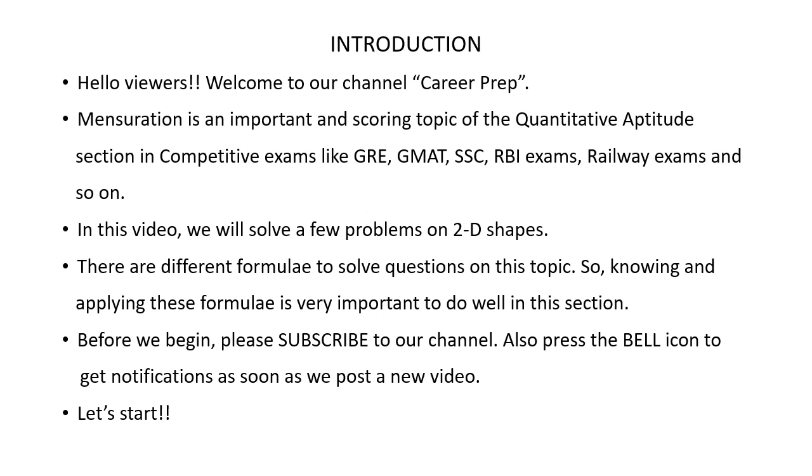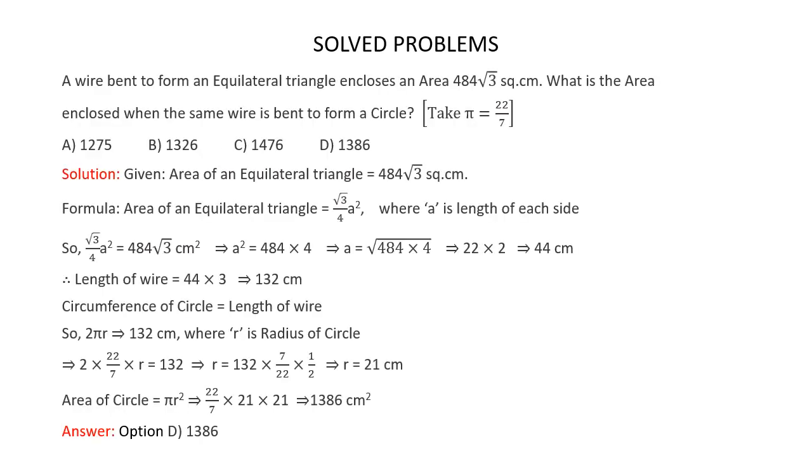So let's start. A wire bent to form an equilateral triangle encloses an area of 484 root 3 square centimeters. What is the area enclosed when the same wire is bent to form a circle? Take pi is equal to 22 by 7. Here you are given 4 options and you have to find out which of these options is the correct one.